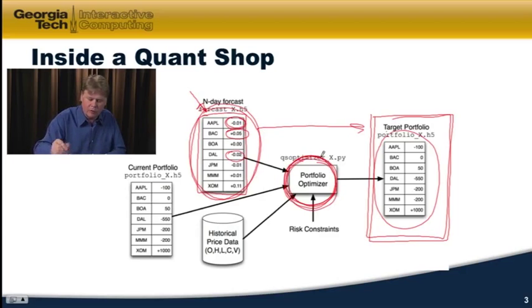We'll talk more about it in a later session, but this algorithm is able to take a look at where we think prices are going to go. They also look at historical prices, and combining all of that information, come up with a new target portfolio. Now, you might say, why do historical prices matter?